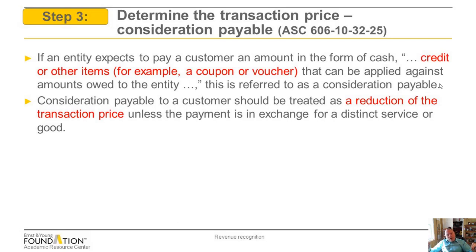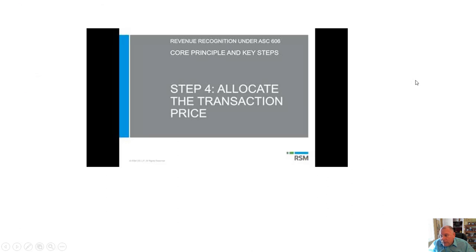Consideration payable to the customer should be treated as a reduction of the transaction price unless there's a valid exchange for a distinct service or good. So a lot of times we will see the transaction price may be the list price, but there are also concessions that may go in there. A volume discount, a coupon, these types of things. So we need to be wary of that.